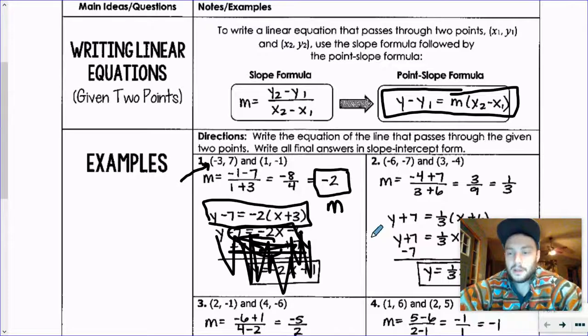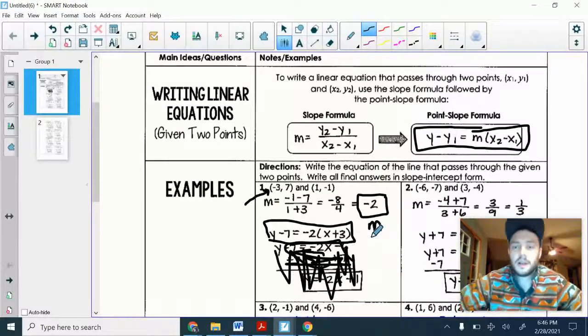I may be around for a question or two in the morning, but this should be pretty fairly independent. Take the quiz first, and then go do your homework. Try and use these two formulas and take a peek at the guided notes if you need to.